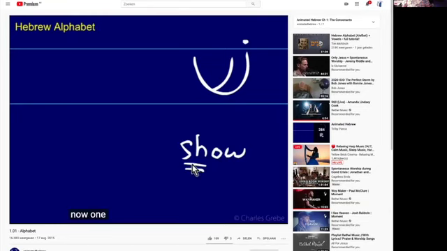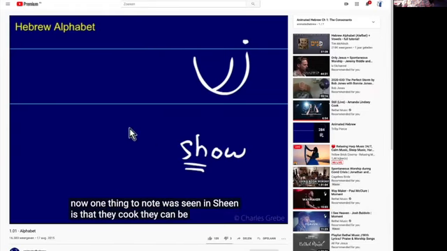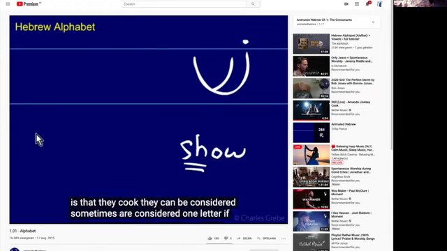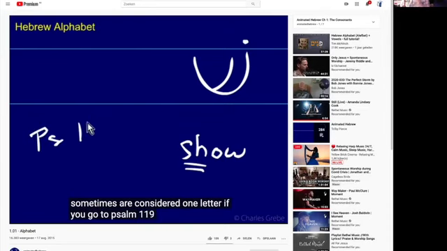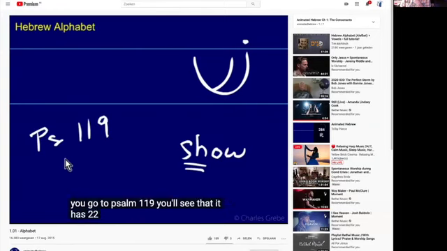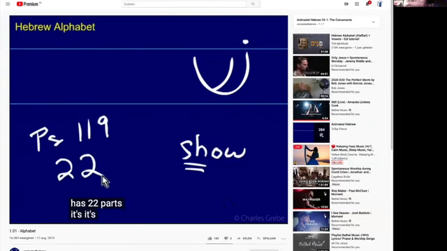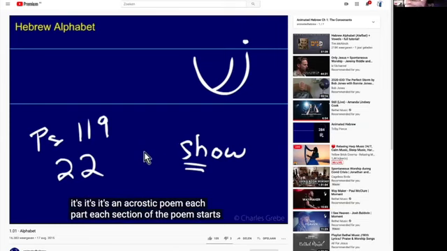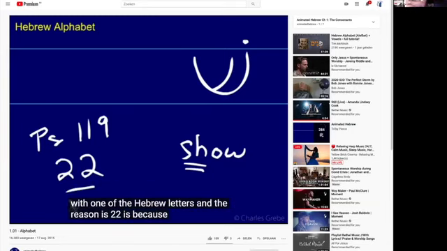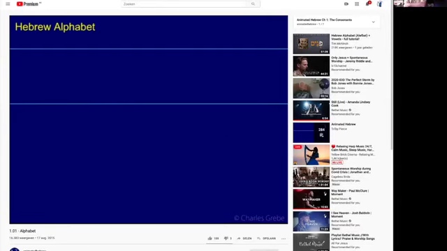Now, one thing to note with Shin and Sin is that they can be considered, sometimes are considered one letter. If you go to Psalm 119, you'll see that it has 22 parts. It's an acrostic poem. Each part, each section of the poem starts with one of the Hebrew letters, and the reason it's 22 is because Shin and Sin are treated as one. But in terms of pronunciation, Sin is S, Shin is Sh, as in show. The last letter is Tav.